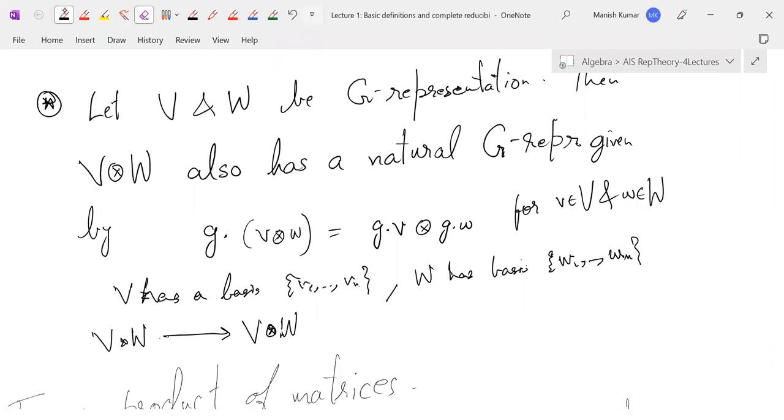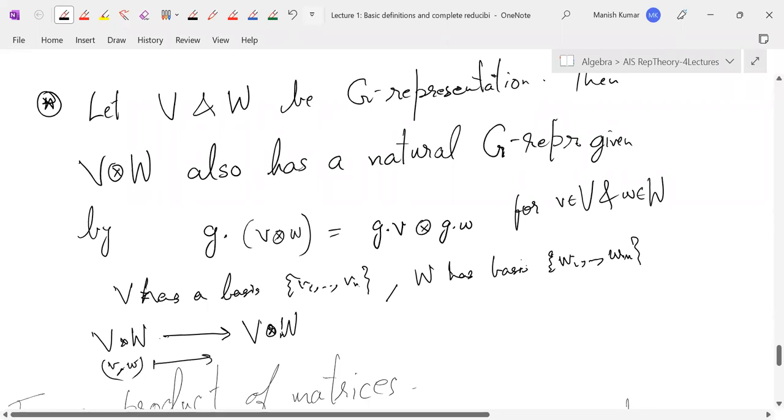So it will send a pair V comma W to... so you think of it as a vector space generated by v_i tensor w_j, where i is between 1 and n, and j is between 1 and m. Yeah, it's written in a funny way, but I don't want to do anything about it right now.